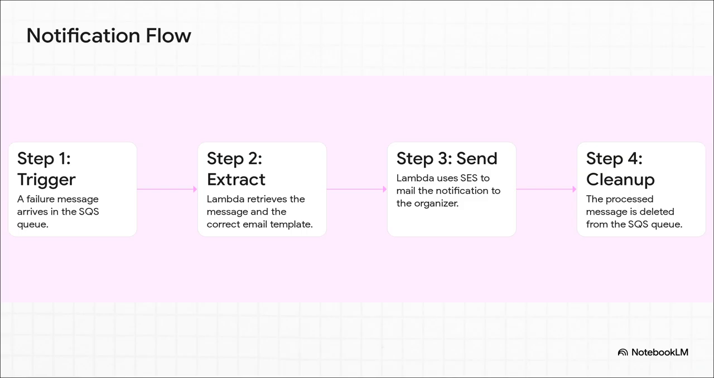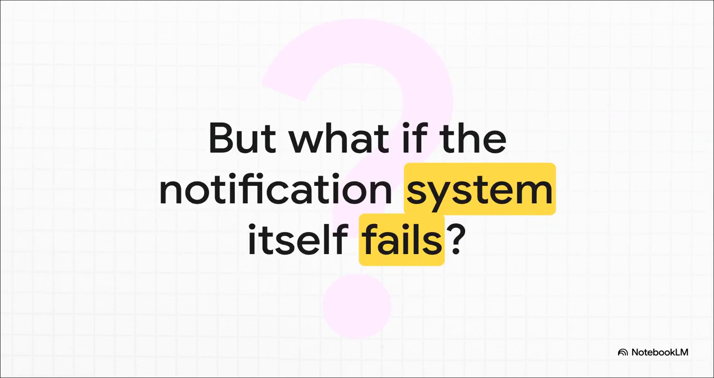Then it hands that finished letter over to the SES postal service for delivery. And here's the last and maybe most crucial step. Once the job is done, the clerk deletes the original message from the inbox. This is super important because it prevents the system from accidentally sending the same failure notice over and over again. Okay, but that brings up a really good question. What happens if the system that's designed to report failures has a failure of its own? I mean, a truly robust system has to plan for its own problems, and this one is no different.